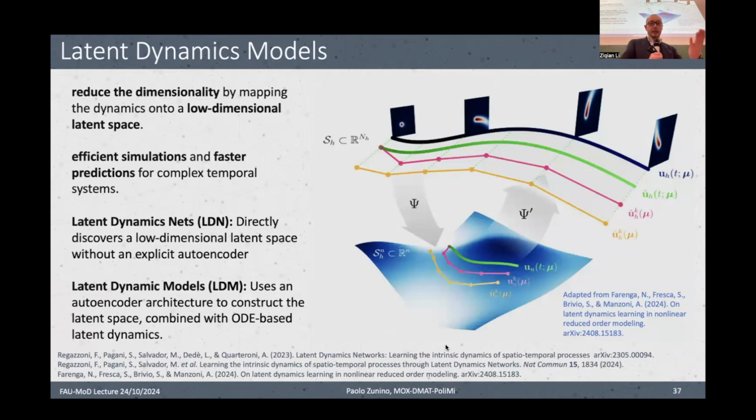So the ongoing research by two brilliant groups of colleagues that are listed here, for example, Francesco Regazzoni and Stefano Pagani on one end, and Andrea Manzoni and Stefania Fresca on the other end, came with basically a common idea: let's really try to learn the latent dynamics of a high-dimensional system by projecting these dynamics, for example, with an encoder and decoder into a latent space, and then learning their representation through a neural network, solving the corresponding ordinary differential equation, and then reprojecting back on the high-dimensional space. So it's basically dimensionality reduction with the dynamics at the same time.